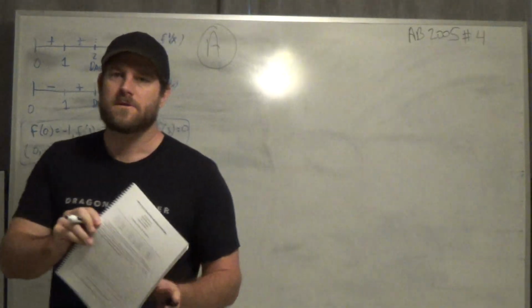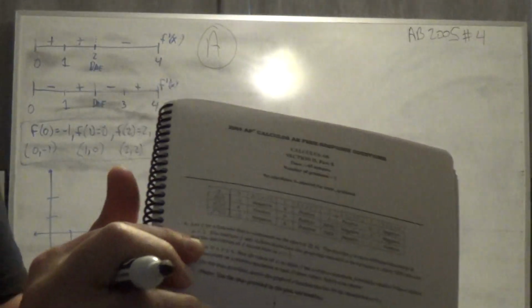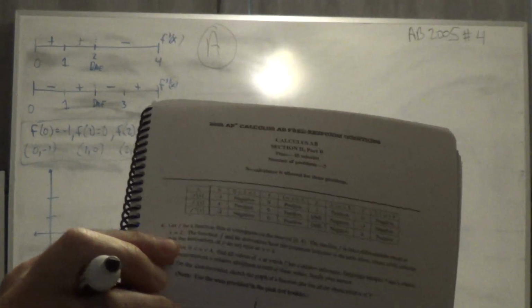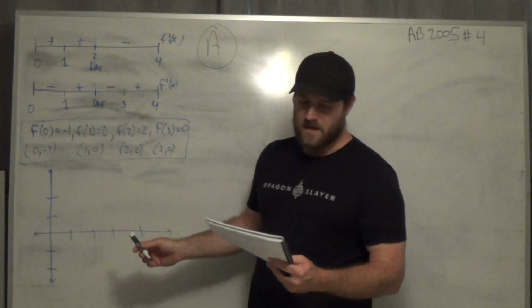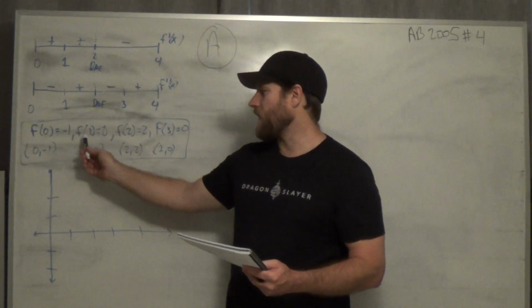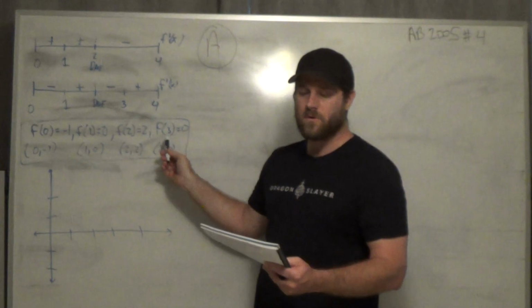So, just to show you really quickly, what I did was I took this table right here, and I made the information look a little bit more like you're used to seeing. So I took the first line that says f of 0 is -1, f of 1 is 0, f of 2 is 2, and f of 3 is 0. And I turned those into ordered pairs.